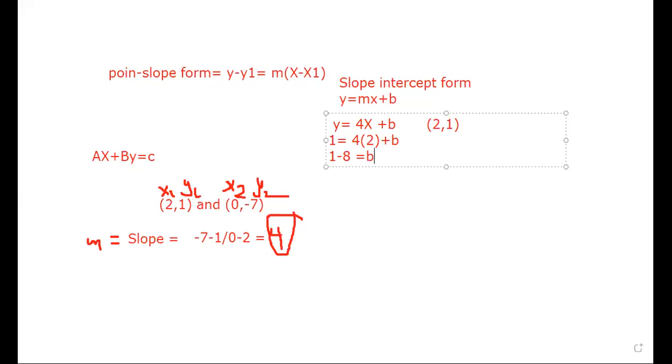equal b, which means the value of b will be how many? The value of b will be -7. Right?